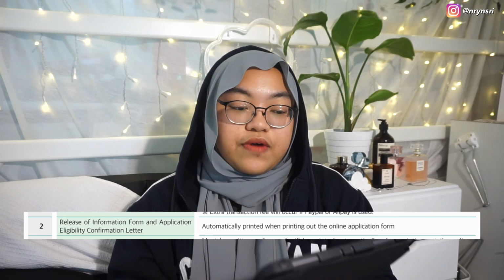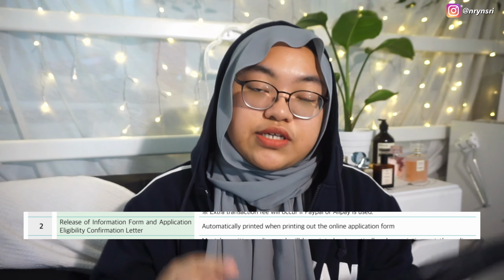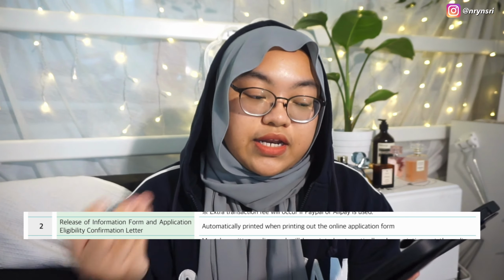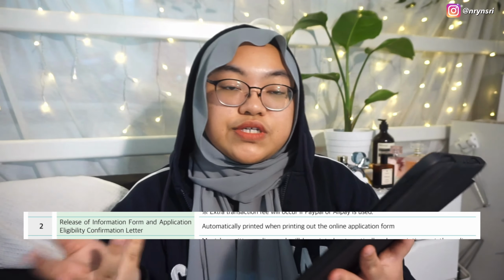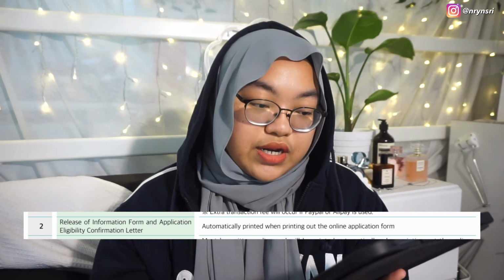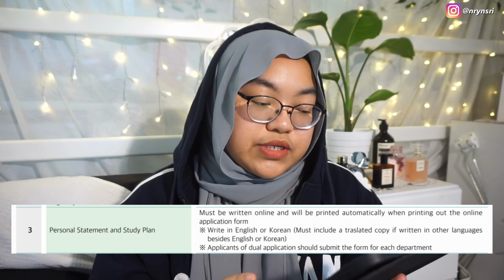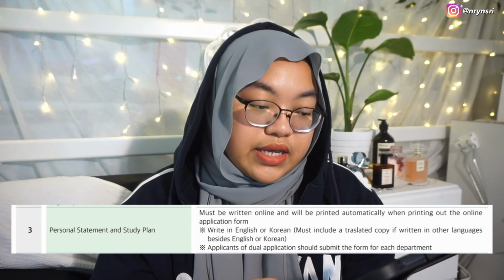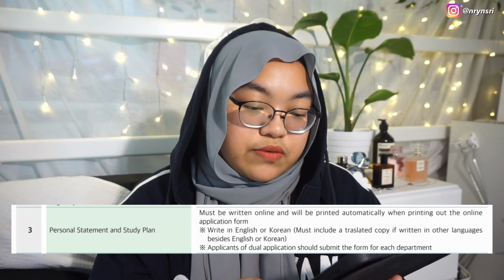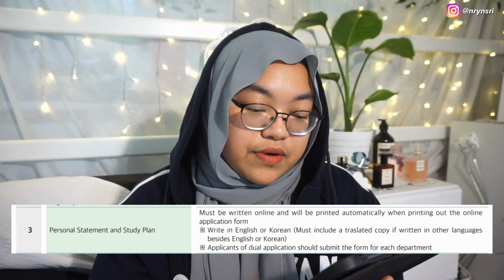And then the second one is the release of information form and application eligibility confirmation letter, which is also during the application period. The university will provide it on the application website. So you just need to fill in all of the application and print it out. And the third one is the personal statement and study plan. It must be written online and will be printed automatically when printing out the online application form.